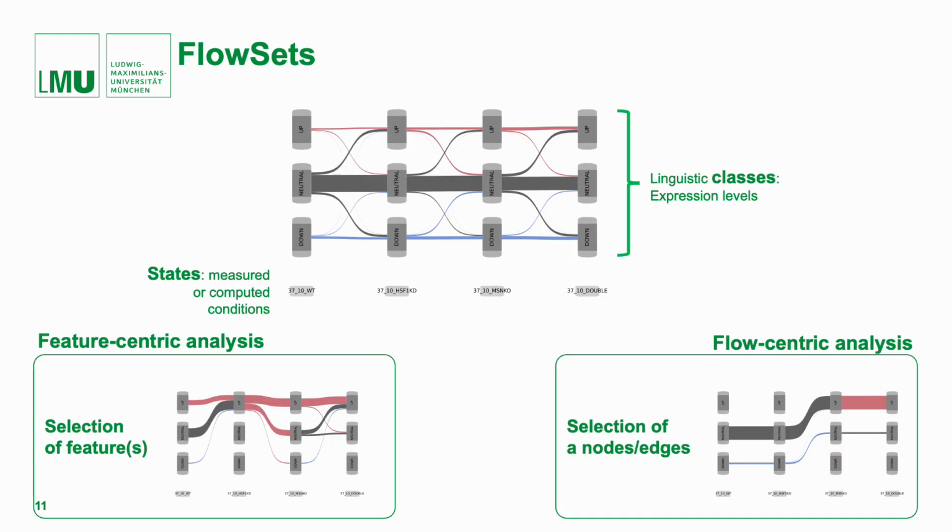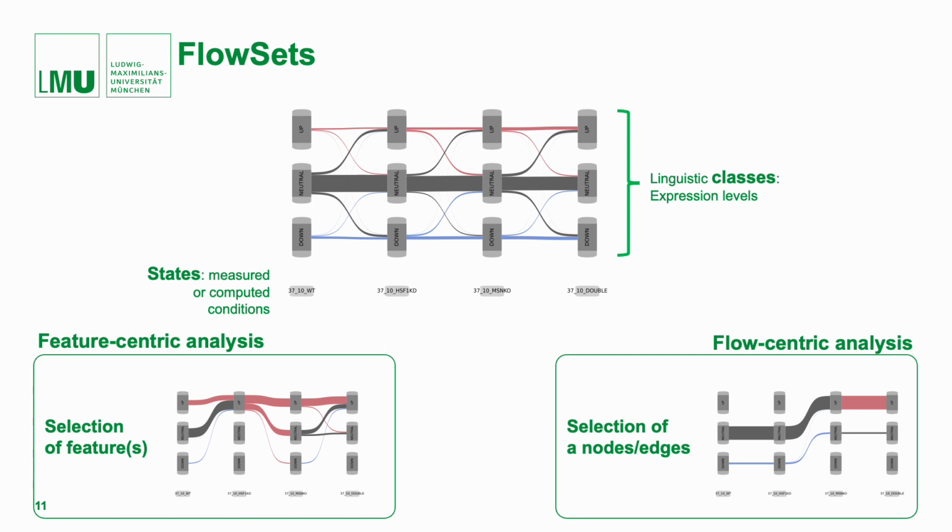After building our flow set, we can now perform different types of analysis. One can be interested in features on the left side, in the feature-centric analysis, where we select single or multiple features and are interested in how a gene or gene set flows through the flow set system, or how genes in a gene set cluster for a given classification.